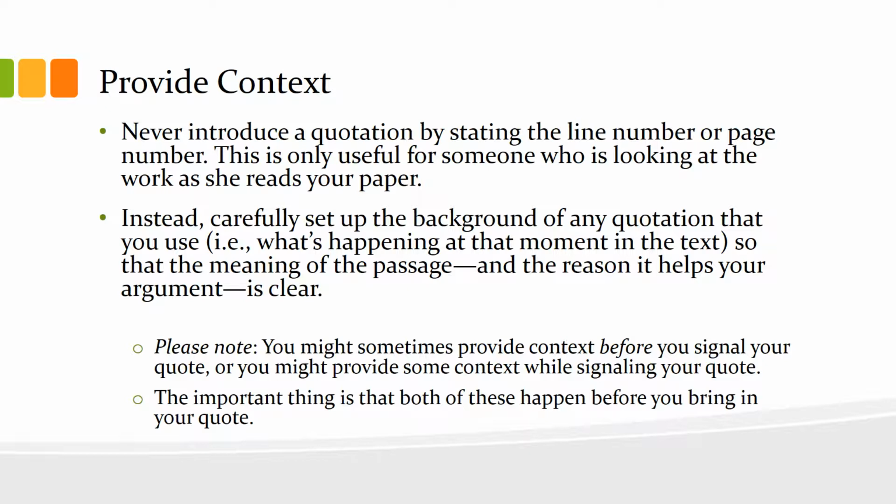So instead, you should carefully set up the background of any quotation that you use, in other words, what's happening at that moment in the text, so that the meaning of the passage and the reason it helps your argument is clear. It is important to note that you might sometimes provide context before you signal your quote, or you might provide some context while signaling your quote. The important thing is that both of these, signaling and contextualizing, happen before you bring in your quote.